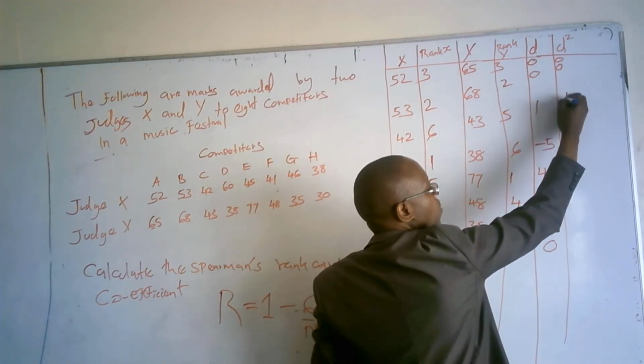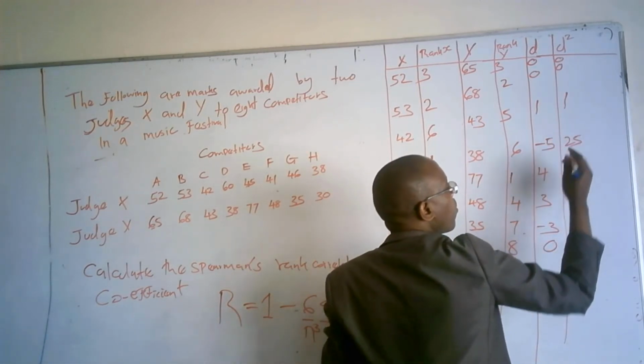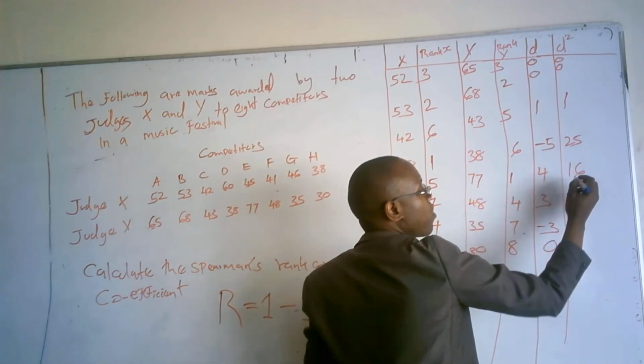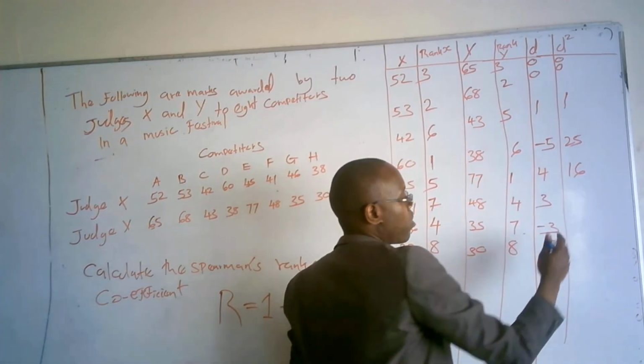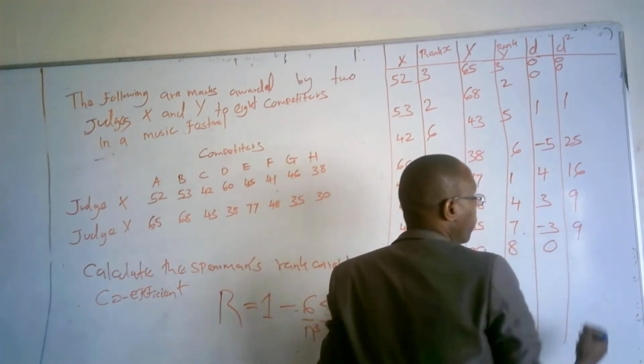1 squared will be 1. Negative 5 squared there will be 25. And then 4 squared will be 16. 3 squared will be 9. And negative 3 squared will also be 9 there.